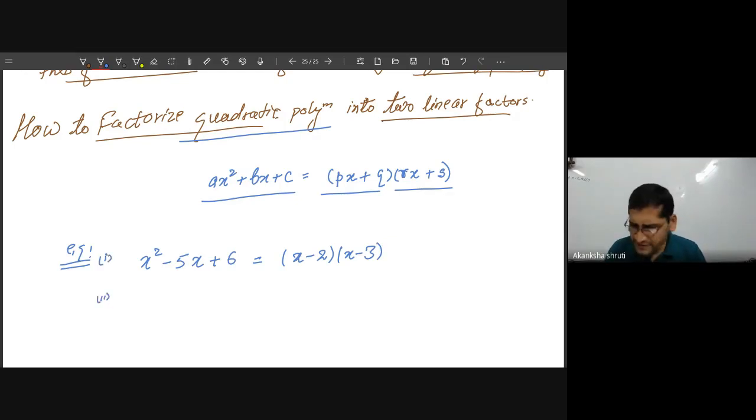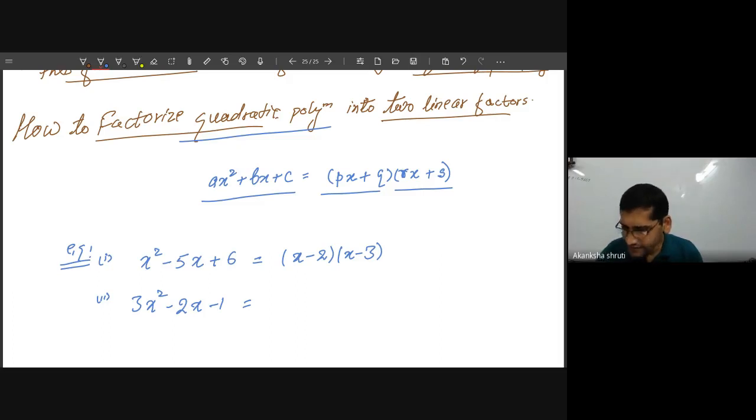There may be some coefficient of x square also. So let me take that as 3x square minus say 2x minus 1. We will observe later that even this can also be factorized.